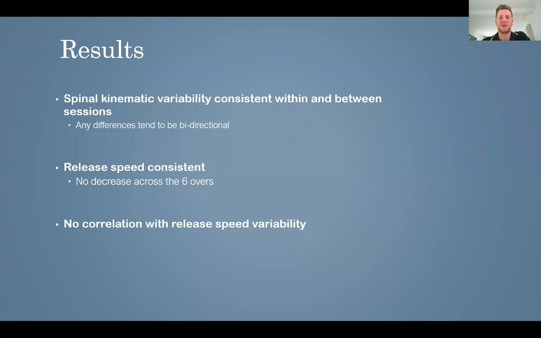A couple of other results I'll just present quickly. Firstly, the spinal kinematic variability was consistent within and between sessions. So there are no significant differences at a group level, and any significant individual differences tended to be bidirectional. Release speed itself was consistent, so bowlers weren't getting any slower or any quicker as they progressed from over 1 through to over 6. And there was no significant correlation between spinal kinematic variability and release speed variability. So more variable movements did not necessarily lead to more variable performance in terms of release speed.